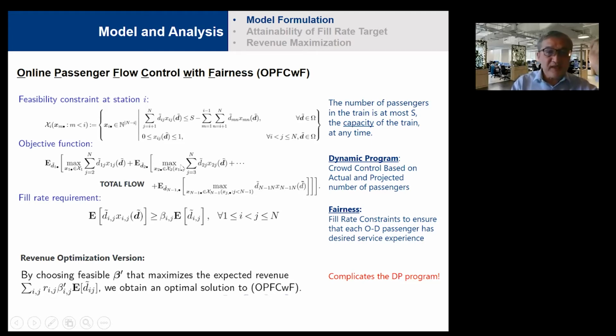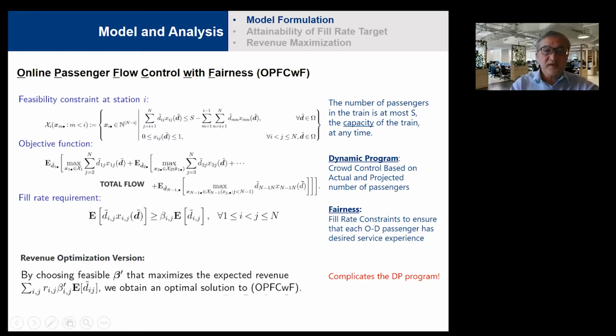Objective is to maximize the total number of people carried in this journey, and we have also fill rate constraints, in the sense that the x_ijd, the allocation control policy, must ensure that at least a beta_ij proportion of the demands are served. So there's this service level fill rate type consideration imposed into the DP. You can view this as a stochastic DP with side constraints.